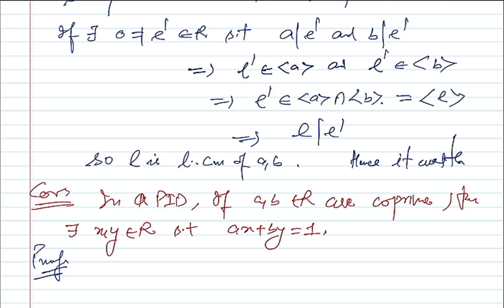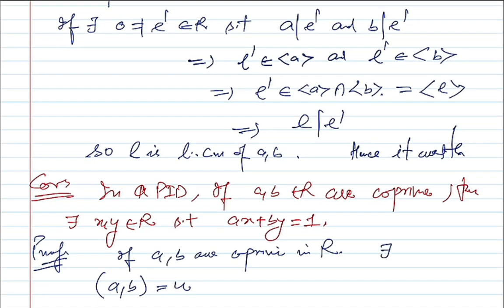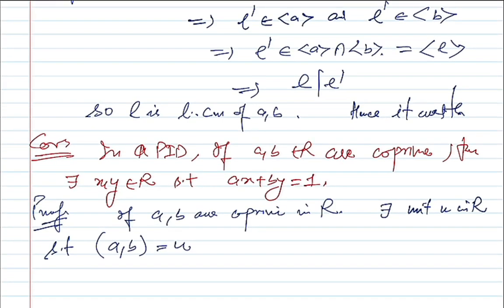So if A and B are co-prime in R, then what does that mean? Their GCD is a unit. So there exists some unit U in R such that the GCD of A and B is U. This implies there exist some X dash and Y dash belonging to R such that A times X dash plus B times Y dash is equal to U.